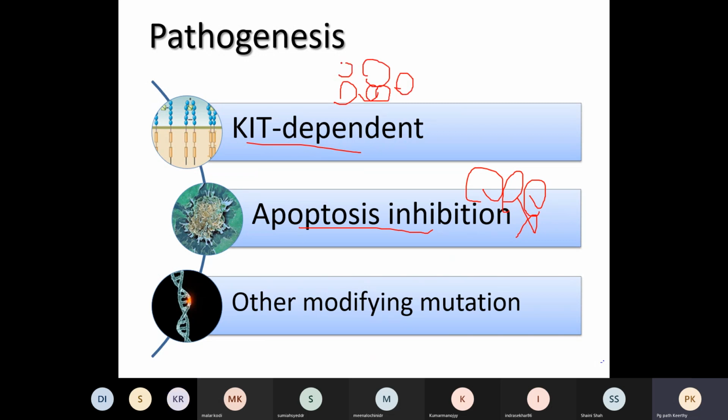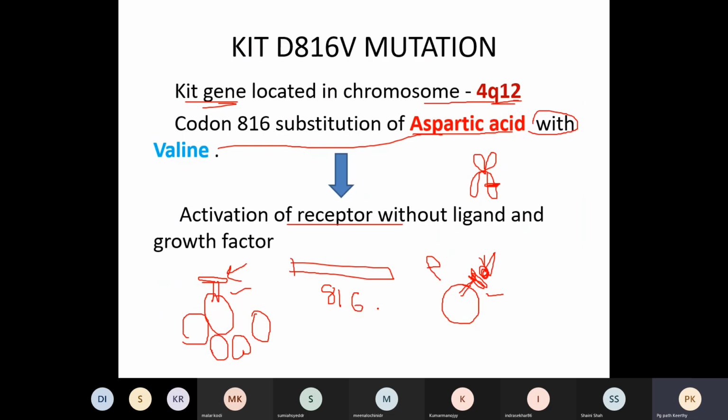They keep on dividing, and whoever is dividing is not dying off. So obviously, as a result, they accumulate, right? And other modifying mutations. So let's see what is KIT.